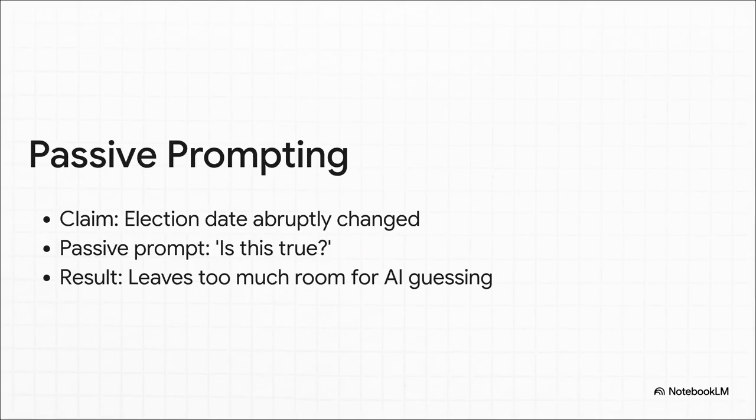Let's make this real with an example. Imagine a viral claim blowing up online, saying the Electoral Commission just abruptly changed an election date. If you go with a weak passive prompt like, "Is this true?" well, you're leaving way too much room for the AI to just take a wild guess. It might summarize some unverified rumors, and it definitely won't give you a rock-solid, fact-checked conclusion.